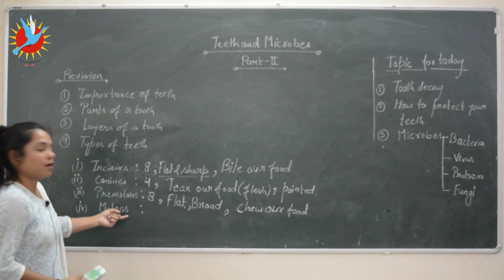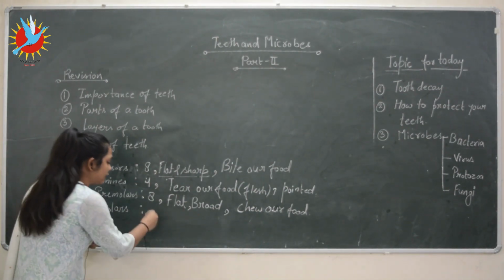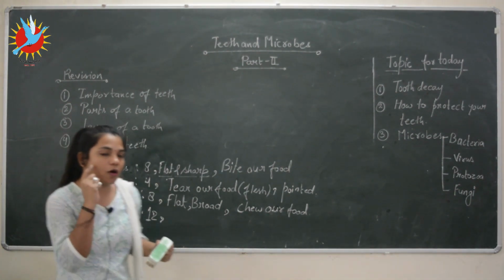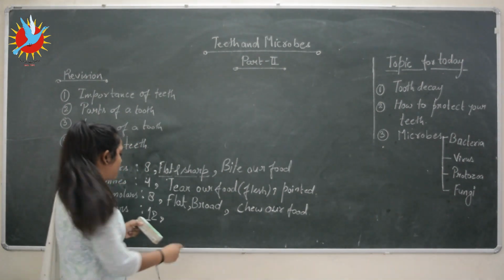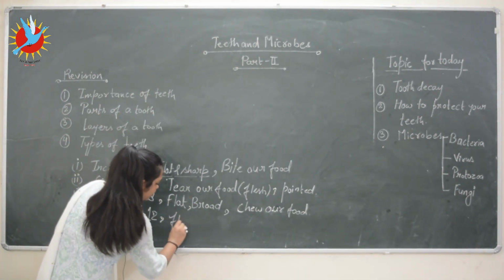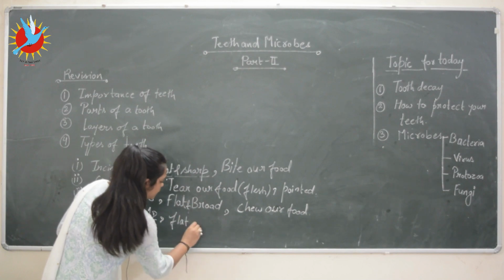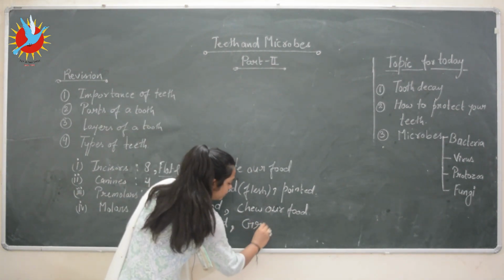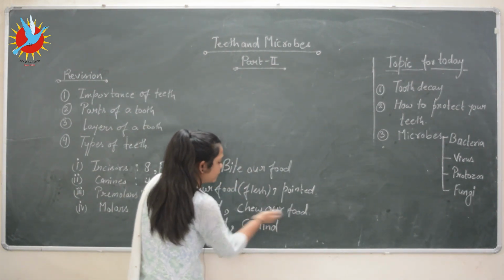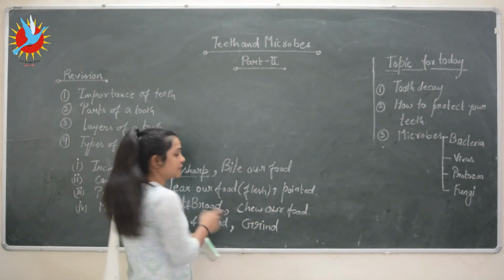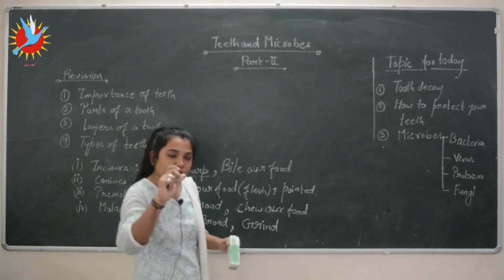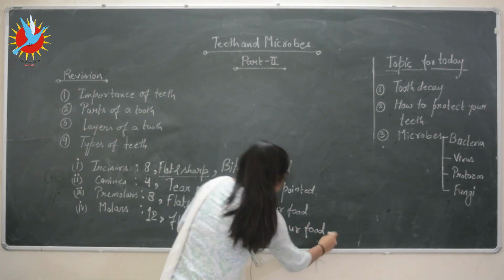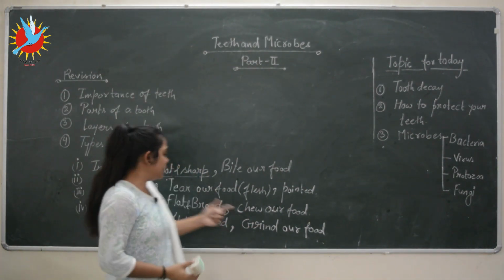Now the last one is molars. Molars are 12 in number. That means 6 in the upper jaw, 6 in the lower jaw, 3 on each side of the jaws. These are also flat and broad, and they help us to grind our food. The difference between chewing and grinding is that molars help to break the food particles into tiny particles. So molars help us to grind our food. So these are the 4 types of teeth.